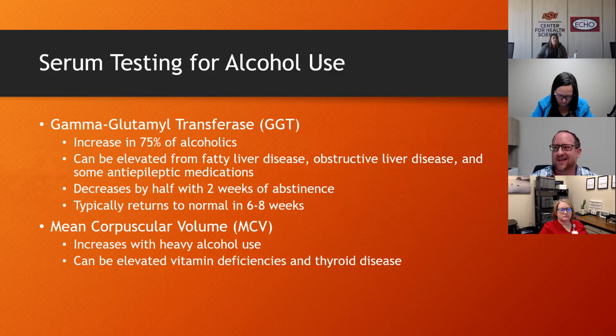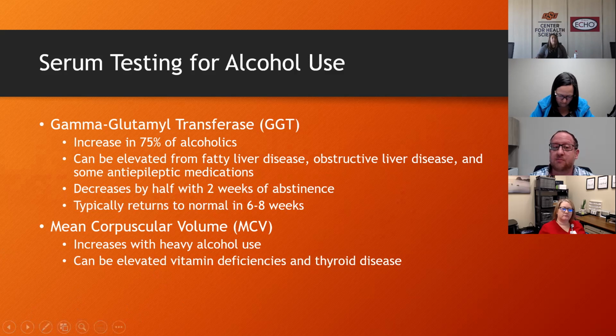Those are less specific to alcohol use disorder. And so generally, if we only have these three biomarkers available, you want at least a couple of them to be positive before you start confronting someone on alcohol use, because they're just not specific only to alcohol use. The GGT is the gamma-glutamyl transferase.